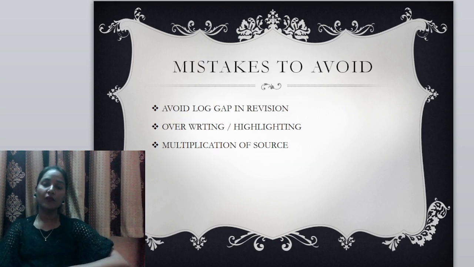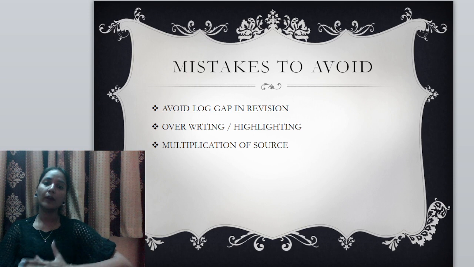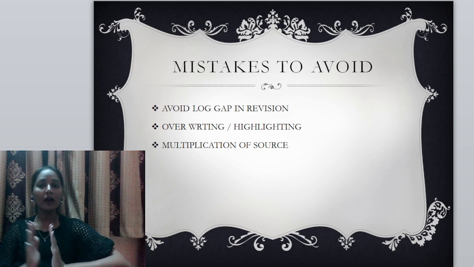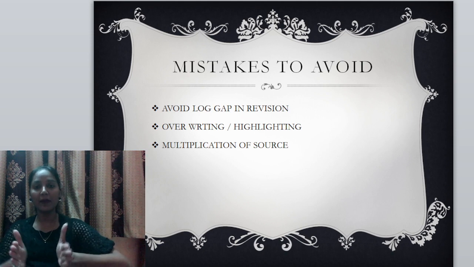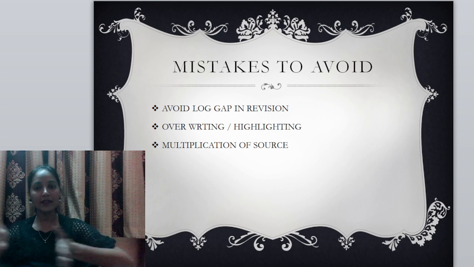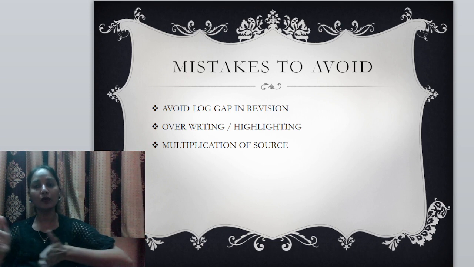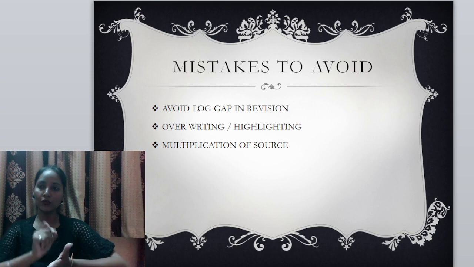Now next is which mistakes to avoid while studying. Avoid long gaps in the revision. When you are doing revision, when you are studying, if you keep so much of a gap, then that won't help you. Consistently you have to study, you have to revise. The next is overwriting and over-highlighting. As I told you, you have to highlight the key points and the technical terms.